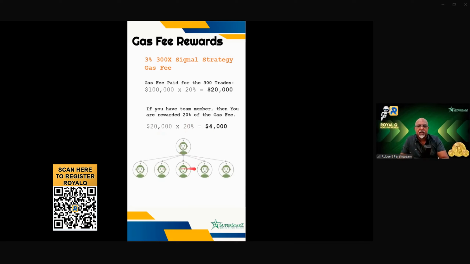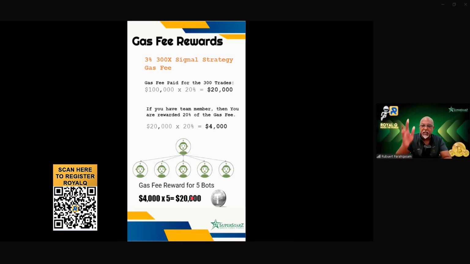Imagine if you had a group of robots. I'm just saying you had 5 robots. This robot made $100,000 and paid 20,000 in gas fees, and you made $4,000. Here, there's another 4,000. Here's another 4,000. Here's another 4,000. That's $20,000 for you within the span of the next 1 year.